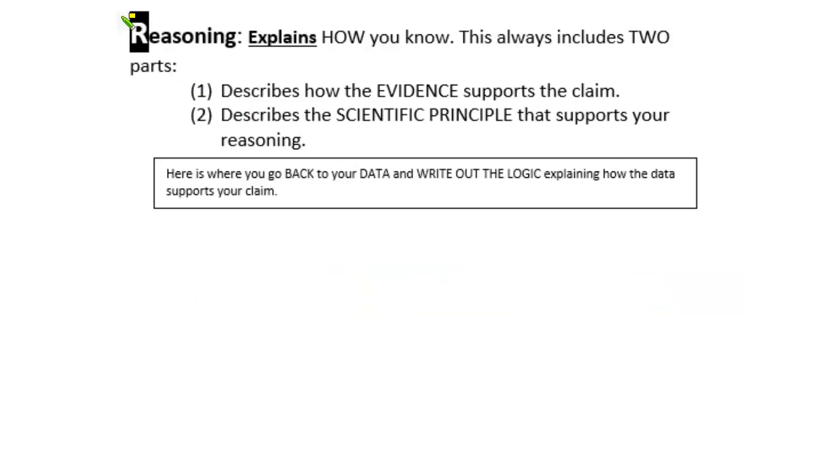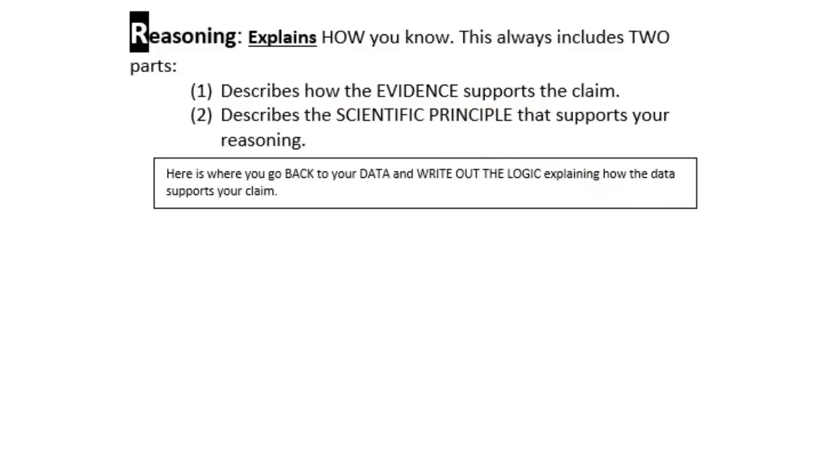The reasoning is what makes a difference between a 2, a 3, and a 4. And this is where you're often doing most of your writing or half the writing. It's in two parts. First, it describes the evidence, how the evidence supports the claim. And then you also usually have to show some kind of scientific principle that supports it.